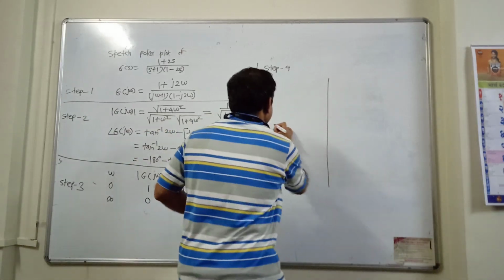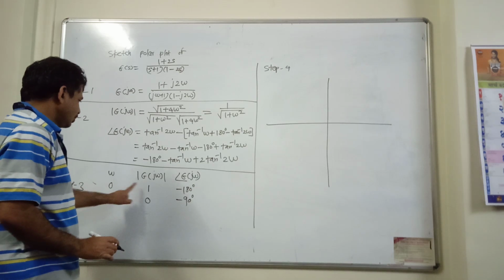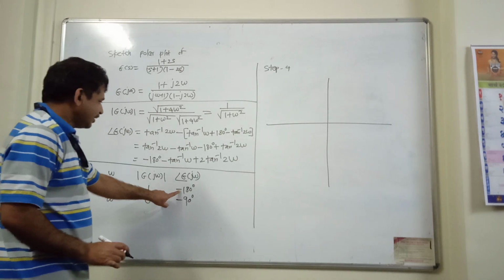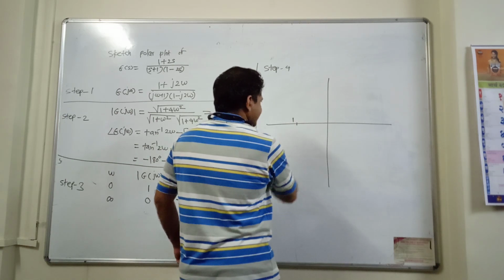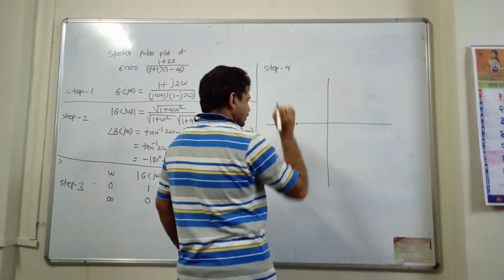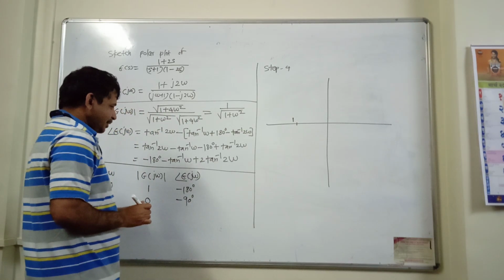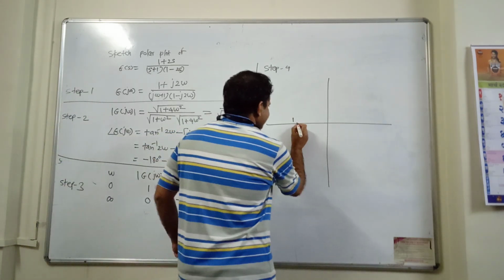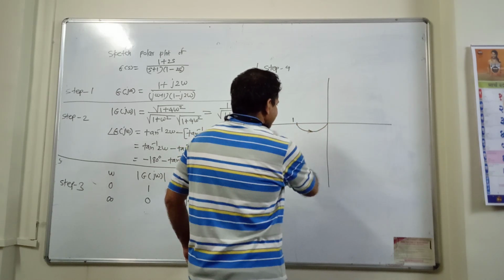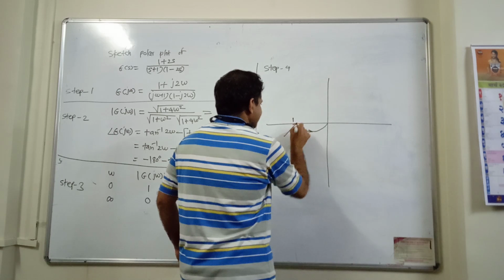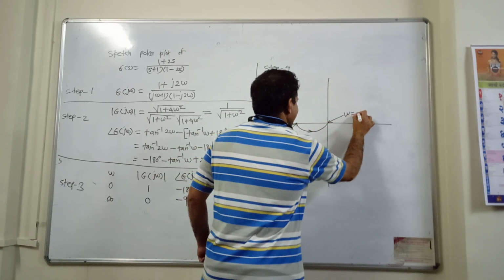Let us check. Draw the polar plot. See, initially at omega equal to 0, magnitude is 1, angle is minus 180. So angle minus 180 is here, and this point is 1. Then magnitude is moving towards 0, and angle is going to minus 90. This is omega equal to 0. This is omega equal to infinity.